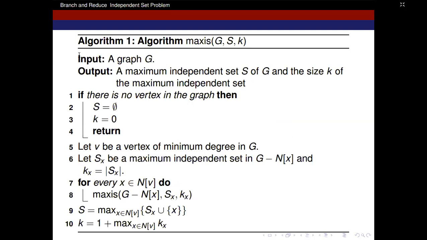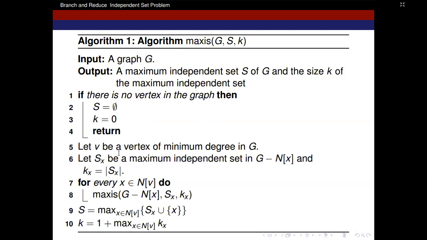Here, the algorithm input is our graph, and the output is a maximum independent set S of G and the size K of the maximum independent set. And this is the leaf node condition. That is, if there is no vertex in the graph G, then the independent set of that instance is null, because there is no vertex. And also K is 0, and return. Return means we just break from this point.